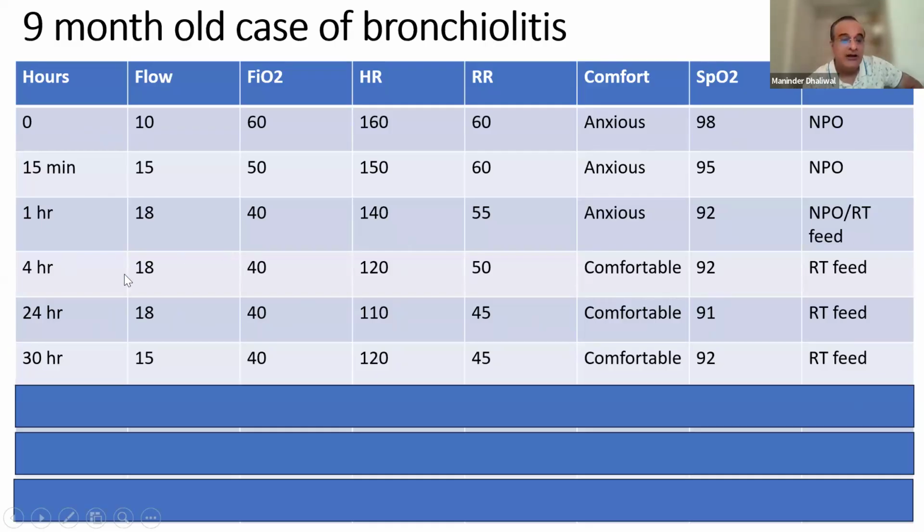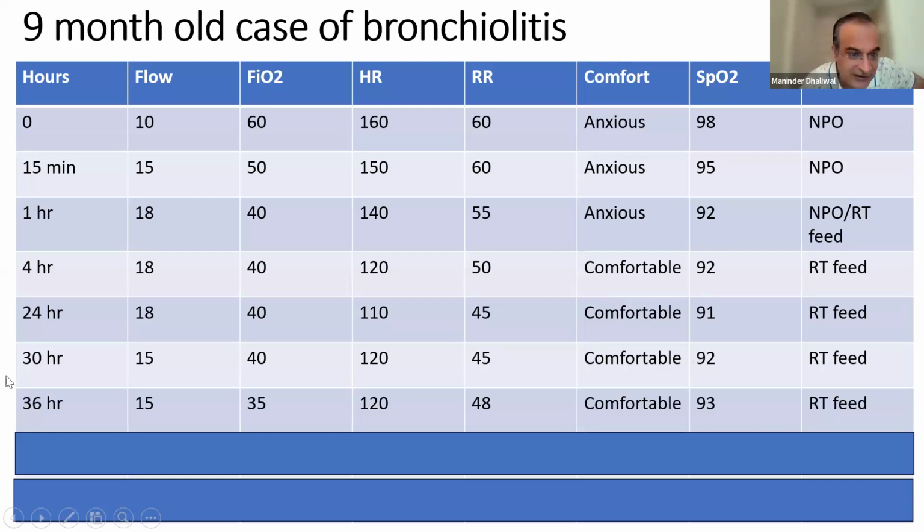So what do I do? Because FiO2 has to come down to 40, I decrease the flow from 18 to 15 for a 10 kg child. And I see the heart rate is okay. It has not gone higher by 10%. I see the respiratory rate is okay. Child is comfortable and saturation is maintained.